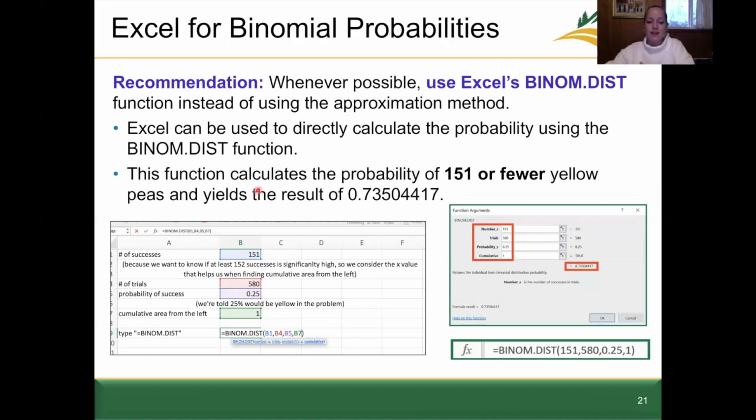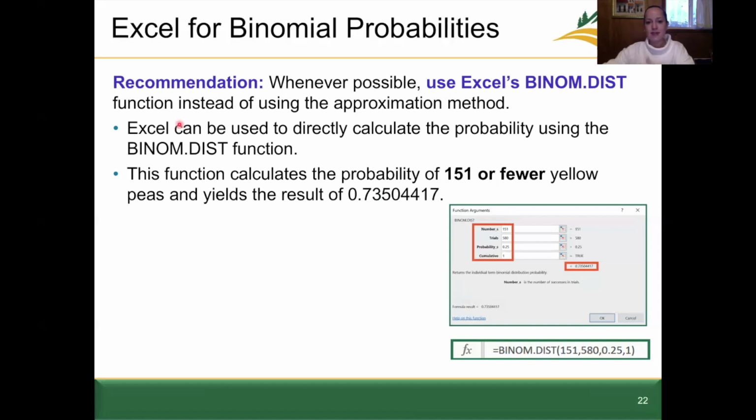When we click enter, this function calculates the probability of 151 or fewer yellow pea plants. We get a value here of 0.735. And again, in Excel, you can always set it up like this. You can also use this pop-out window to set up your function. I prefer doing it this way, but it's totally up to you. So again, so far I've used Excel's binomial distribution function, and we found an answer of 0.735 as our probability value of getting 151 or fewer yellow pea plants.